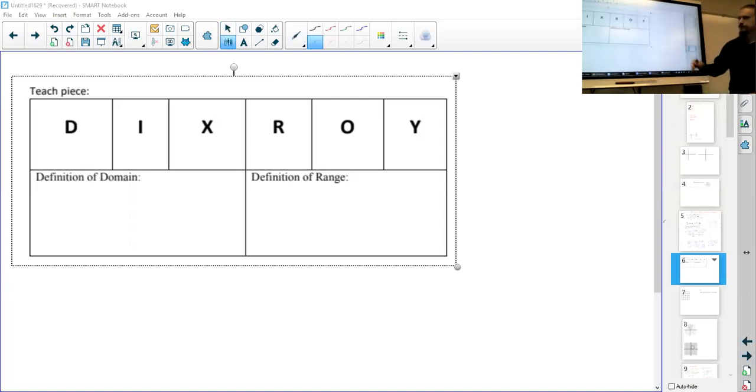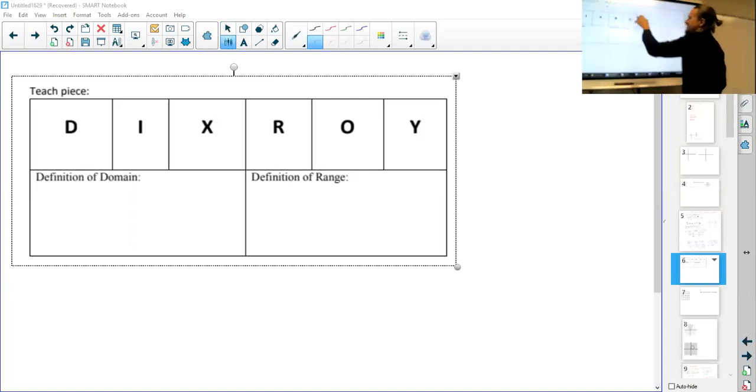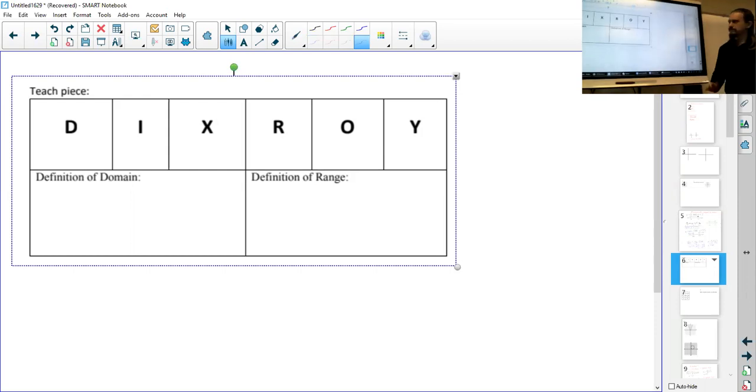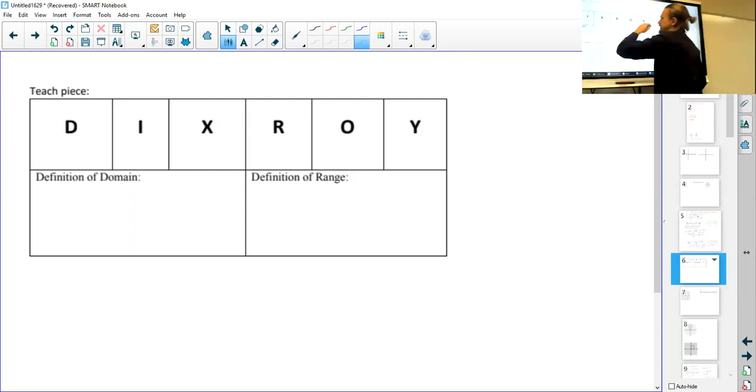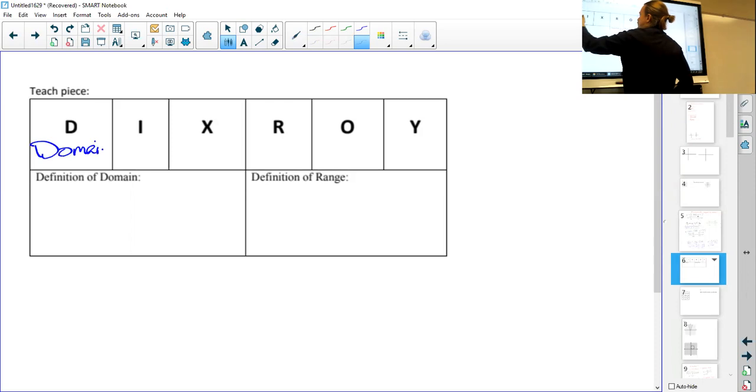So brand new for this year, or not new, but a little bit worded differently from last year, so I'll put up a new video. We're still talking about domain and range. I give you this possibly handy table to help you remember domain and range. They give you this little mnemonic, and we're just going to fill in some of the words here.